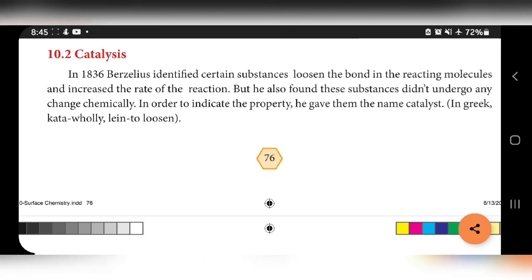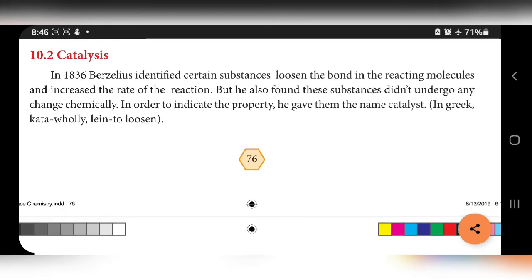Next topic, catalysis. In 1836, Berzelius identified that certain substances loosen the bonds in the reacting molecules and increase the rate of the reaction. Already you know about catalyst. Catalyst means what? In your lower classes, the teacher told you catalysis means it helps to increase the rate of the reaction. That means it helps to increase the speed of the reaction.